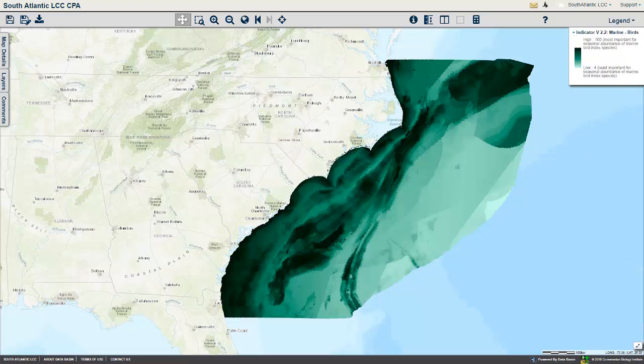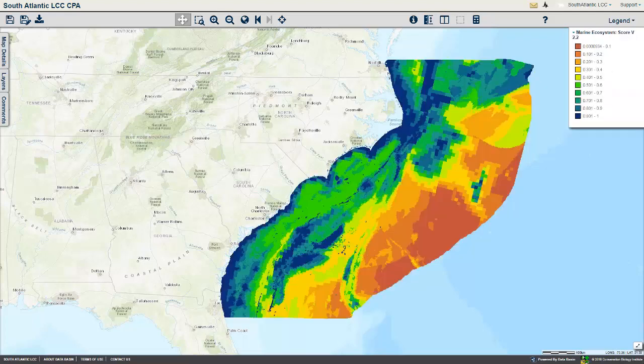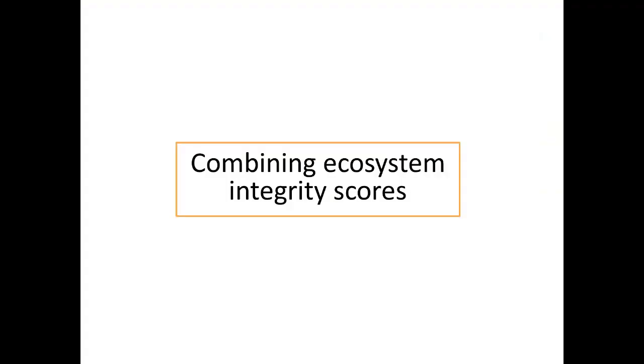Marine birds is a continuous index of highly productive areas for birds that feed exclusively or mainly at sea, using seasonal predictions of relative abundance for 16 species of marine birds. With that, we get the Marine Ecosystem Integrity Score. It's time to stitch all of these ecosystem integrity layers together.